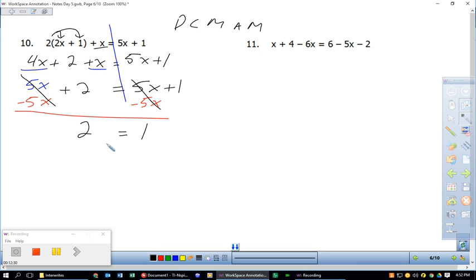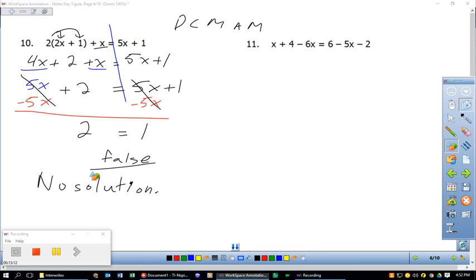Is this true or false? 2 equals 1. It's definitely false. There's no way that that works, so there is no solution. Our answer to number 10 is no solution.